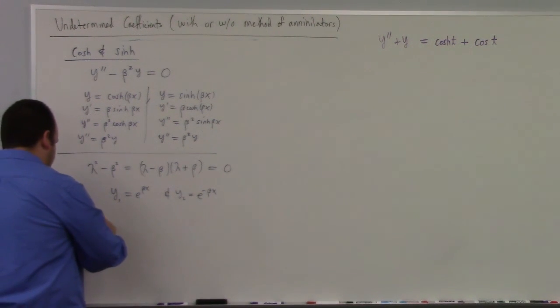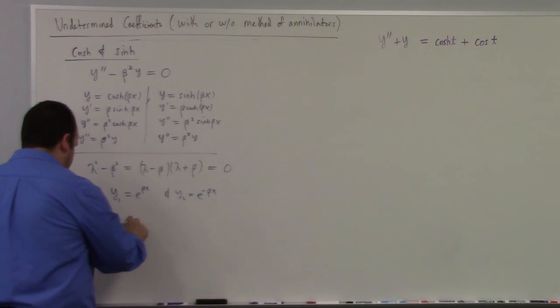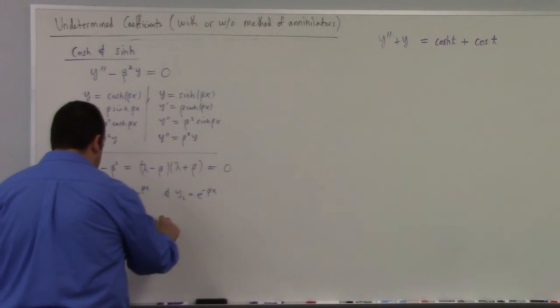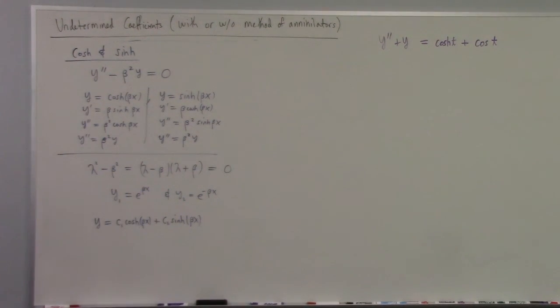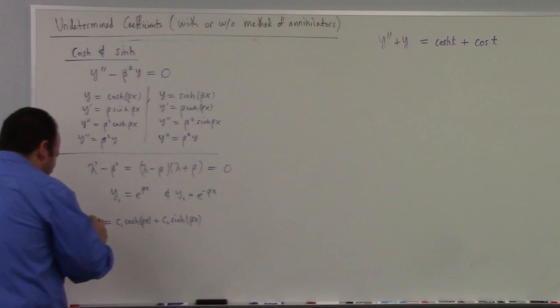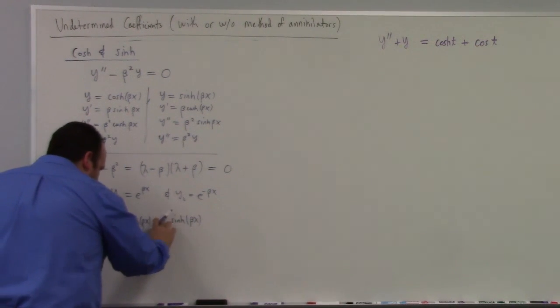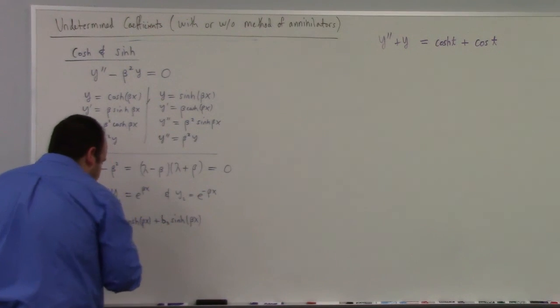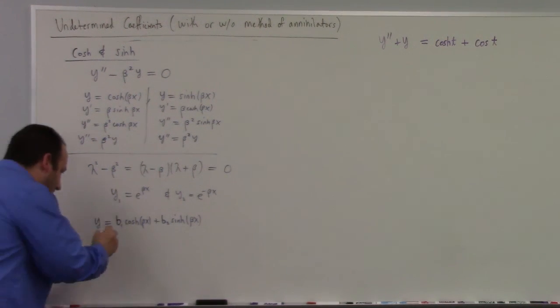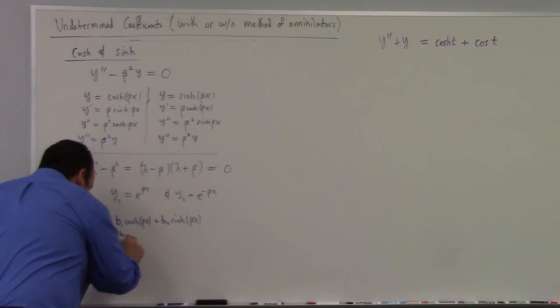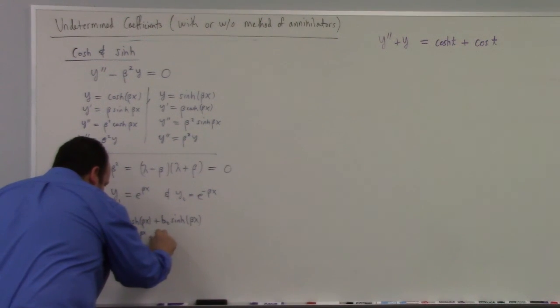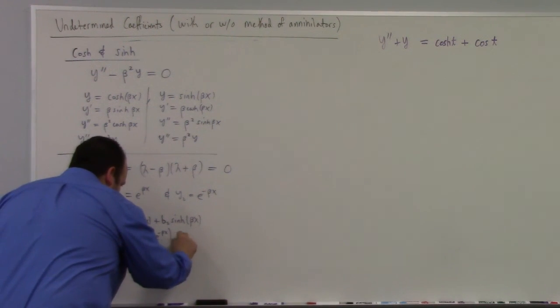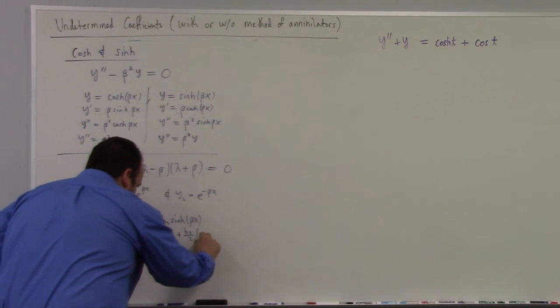Let me show you. So if I have y equals c1 cosh beta x plus c2 sinh beta x, let me make these b's. So b1 and b2, just constants. What's the definition of cosh? It's the even part of the exponential, right? What's the definition of sinh? It's the odd part of the exponential. Remember we talked about that the other day?